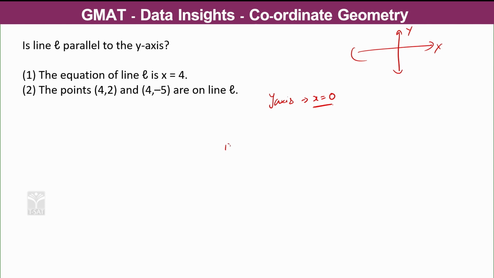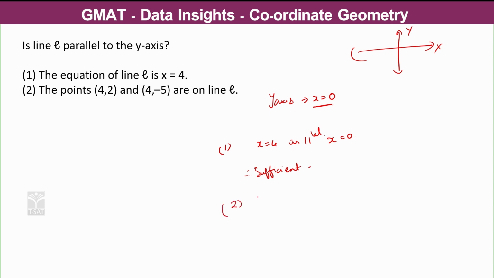So, the first statement says that the equation of the line L is x equals 4. So, x equals 4 is obviously parallel to x equals 0. So, yes, statement 1 is sufficient to answer the question, is line L parallel to the y axis. The answer is yes, it is.